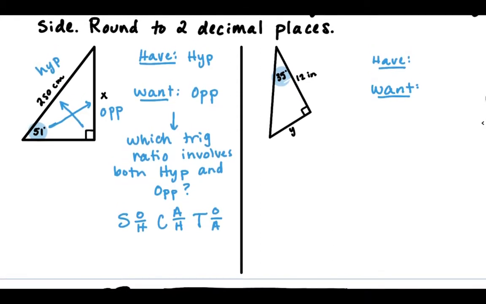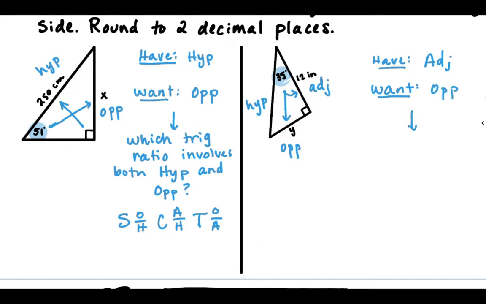So let's go through the labeling to get started on this one. So hypotenuse, I would start at the 90, go straight across. So the hypotenuse is this empty side. I'm going to write that just so we have it in mind. Then I do the opposite. So I'm at 35, going across the triangle. So the opposite is y, and that leaves 12 to be the adjacent. Okay, so in this case, our have is the 12, so that's the adjacent. And our want is y, which is the opposite.